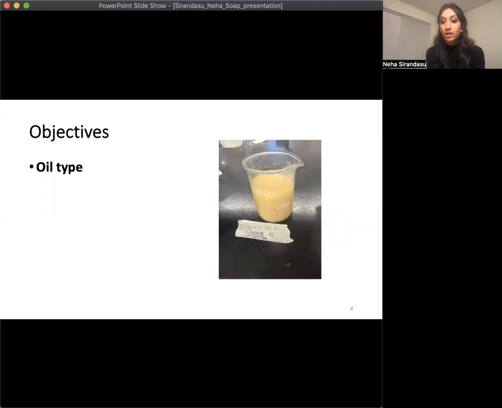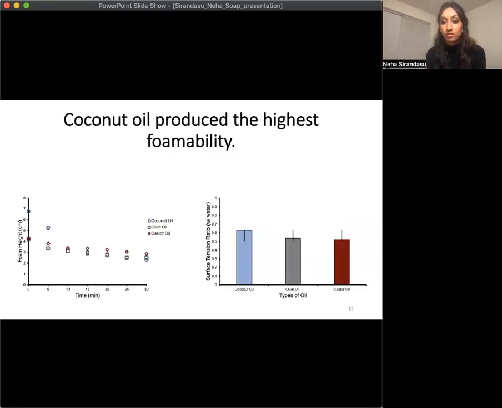So for this experiment, we investigated the effect of varying oil type, oil concentration, and water type. First, we examined the effect of different oils on foamability and surface tension. As we can see from our results, we found that coconut oil had the highest foamability compared to olive and castor oil. This is because coconut oil contains mostly shorter saturated fatty acid chains, which are known to have higher solubility and better lathering properties.